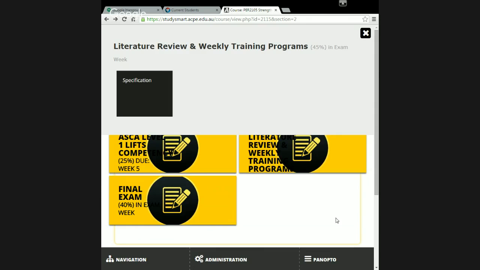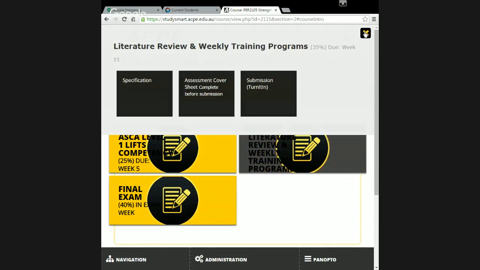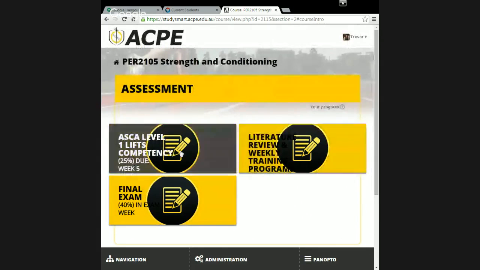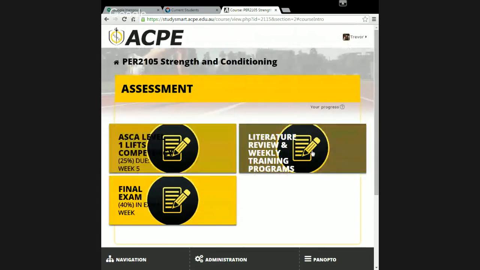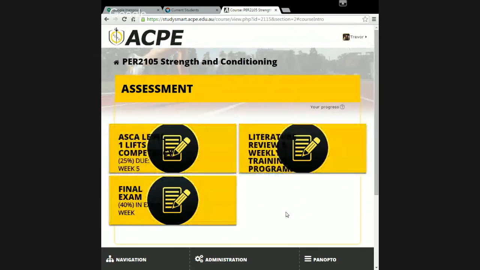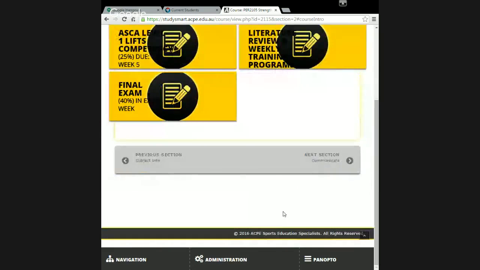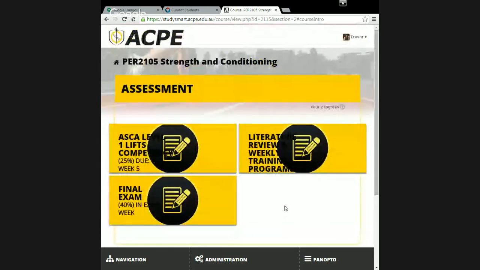Okay. The other thing you need to understand is, let's close out of that, sorry. So we've got 25 and 40 and 35%. So they're what your competencies are. That's how you get your pass based on these components. Okay, guys, I hope that gives you a bit more of an insight.